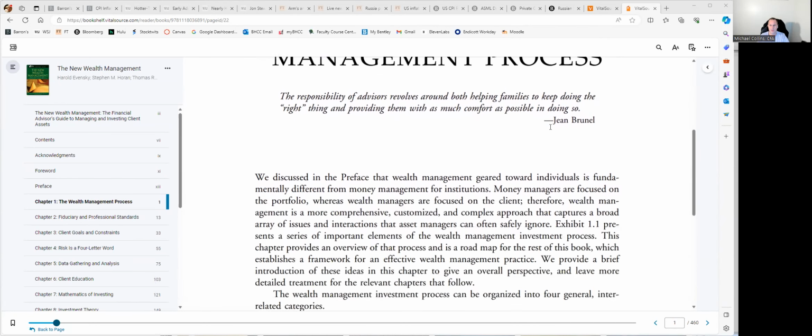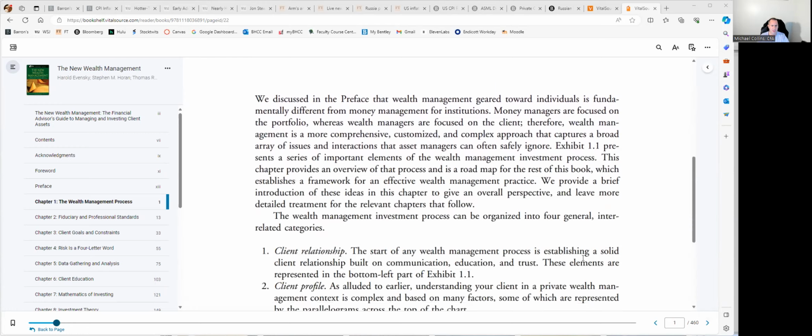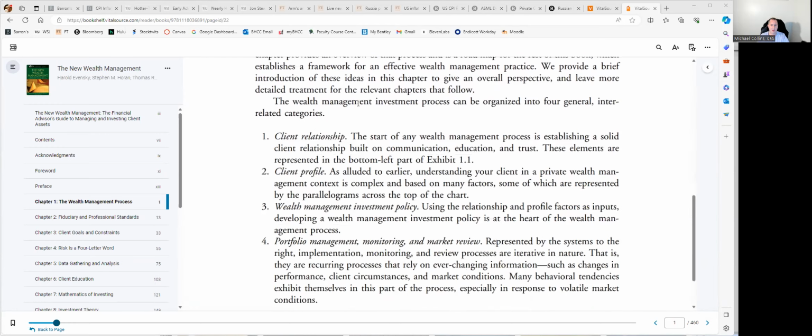So here we go. We'll start scrolling through the first chapter here. So I would be familiar with this. The wealth management investment process can be organized into four general categories. That's the client relationship, the client profile, the IPS or the wealth management investment policy, and then the portfolio management, monitoring, and market review. So that is something that will surely show up on the first quiz.